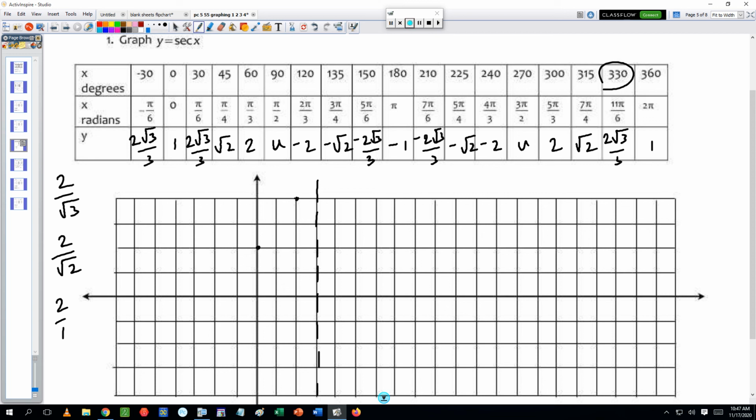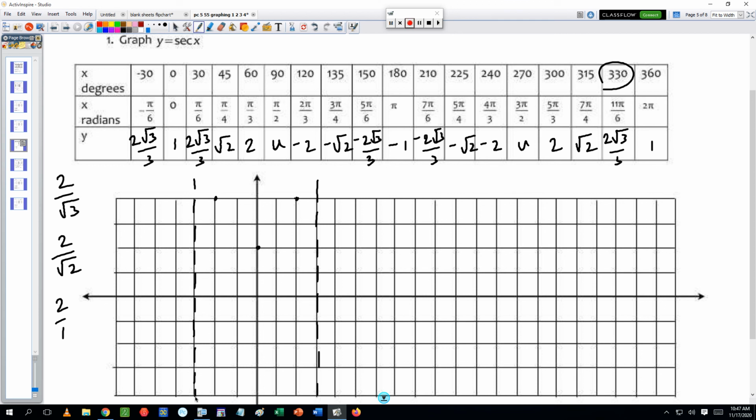Okay, so a few more points. This 60 here will reflect over here because cosine is an even function. Put that in the wrong spot. Cosine is an even function. That means it has y-axis symmetry. And I can reflect that asymptote over here.